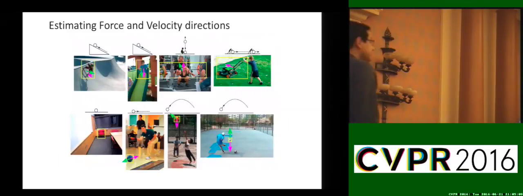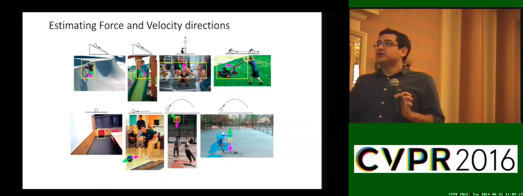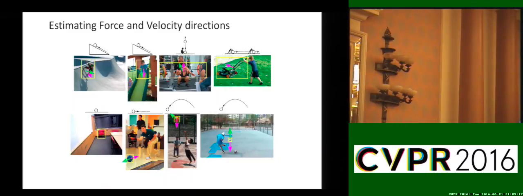Now, based on this sort of physics-based reasoning, we can actually figure out the force and the velocity vectors, and we can reason about them. We can reason about no motion, for example, for this chair over here. We can reason about friction. We can reason about gravity and all the velocity vectors and force vectors that apply to an image.